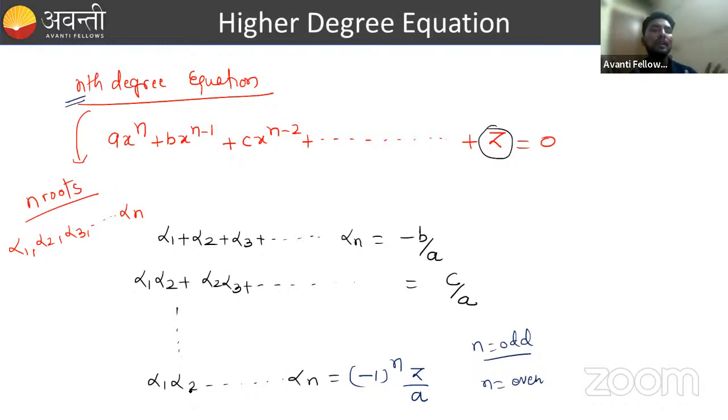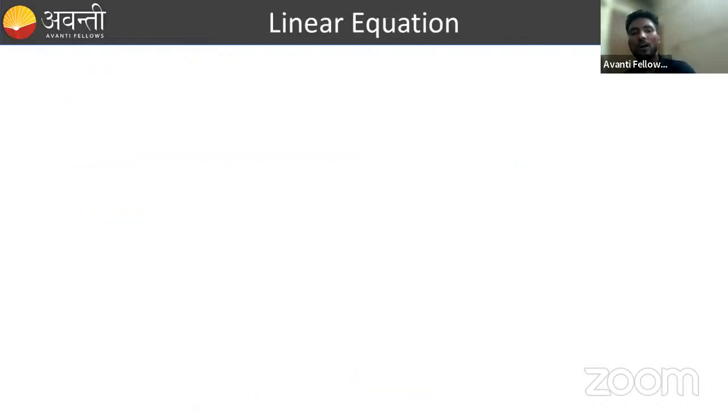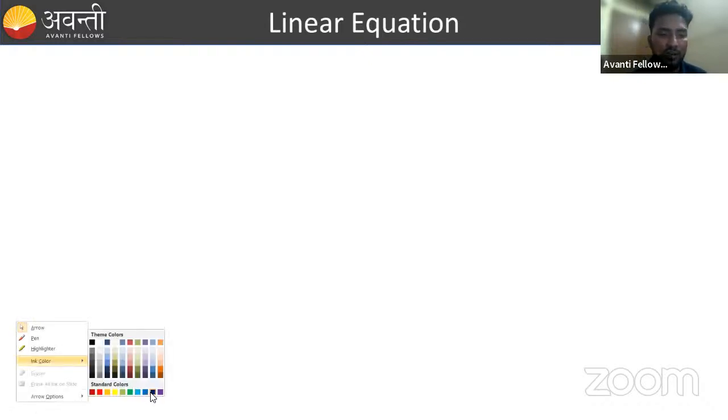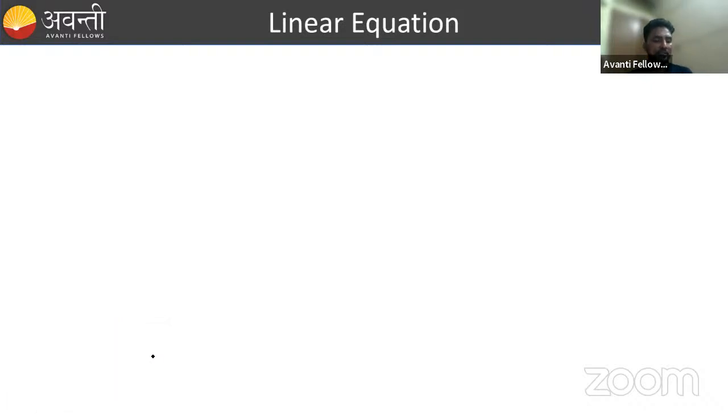Okay, so I am talking about nth degree equation. What are the relation between the roots? Okay, so now I will go to the main topic. Okay, that is linear equation. Can anybody tell me what is the linear equation? Just now in the previous classes we have discussed, right? Linear equation. So you know that the equation which is having degree 1, okay?